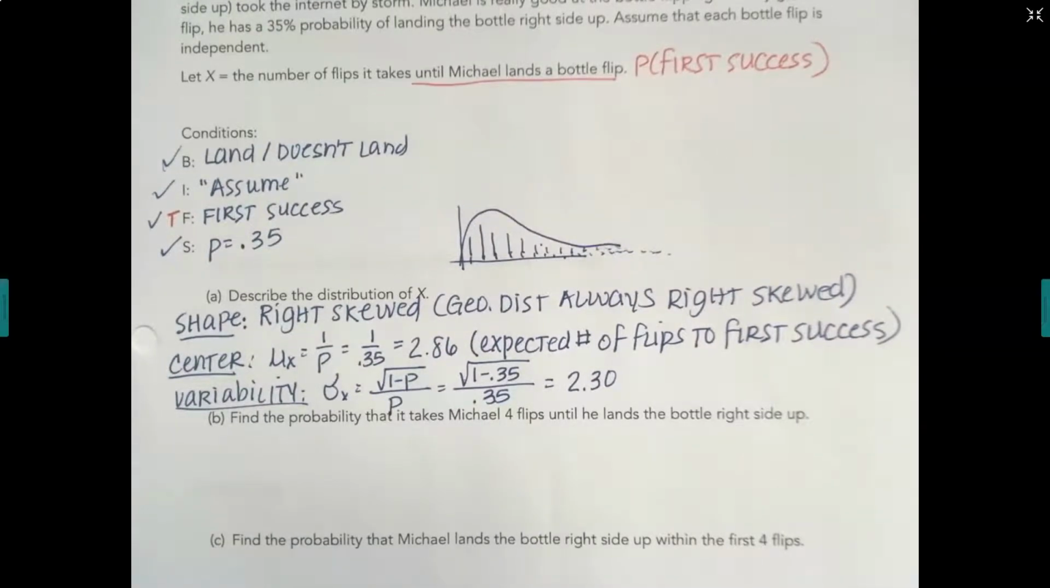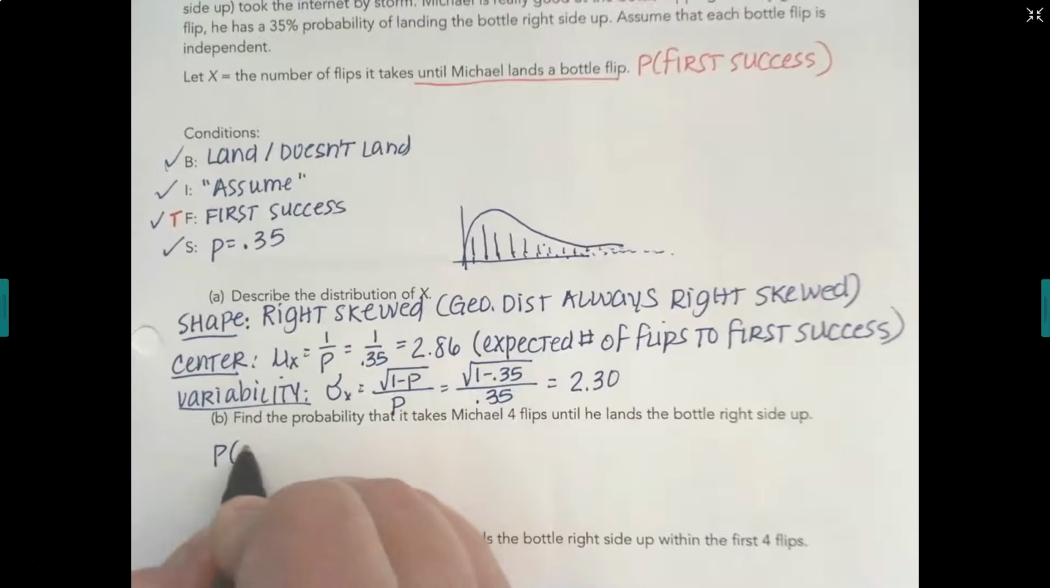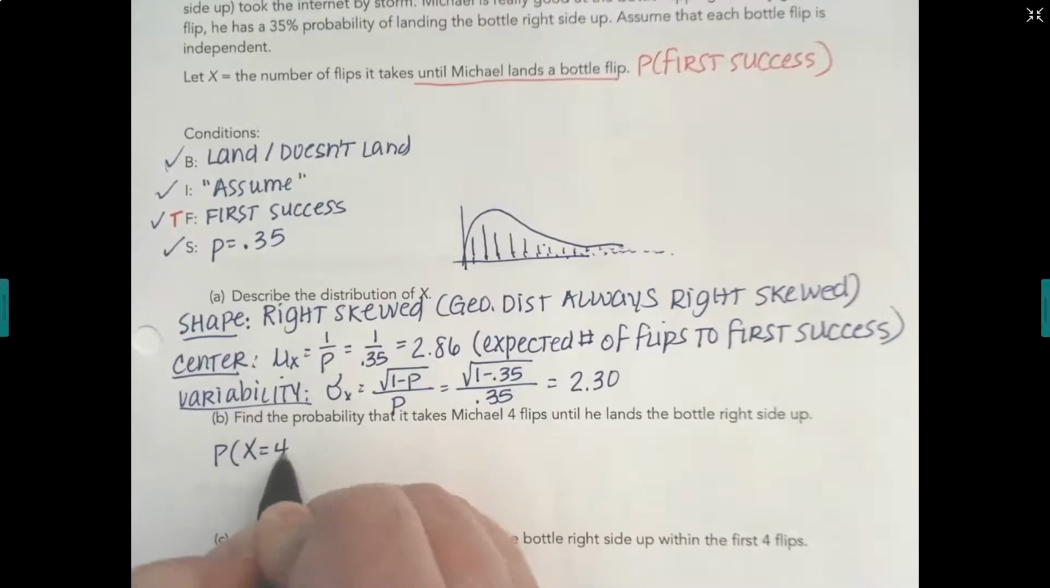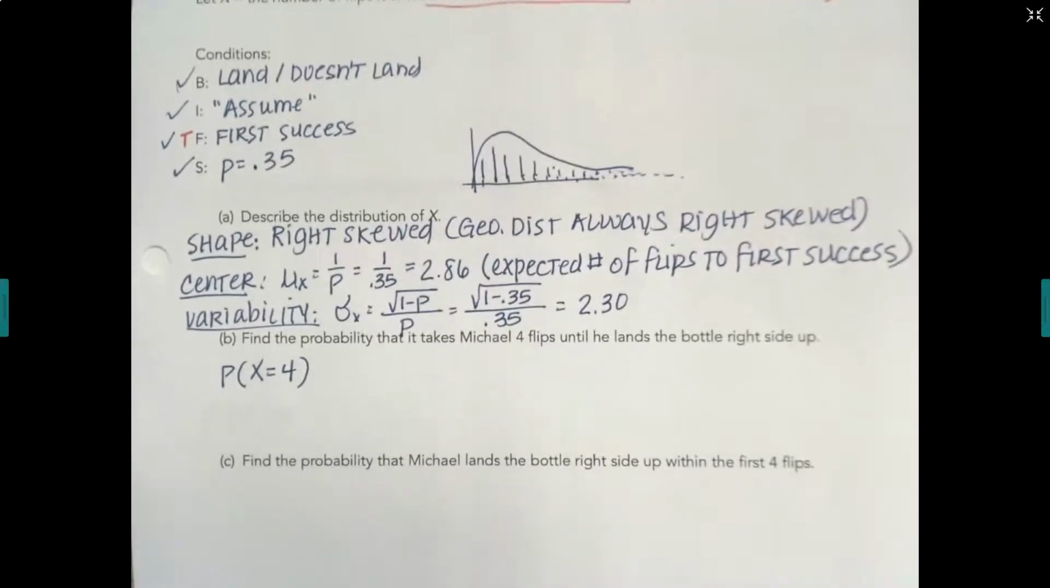So that describes our shape. Now we want to go on. Find the probability that it takes Michael 4 flips until he lands the bottle right side up. So we're really looking for what is the probability that the first time he lands it up is exactly on the 4th trial. So let's think this through without even referencing the formula.